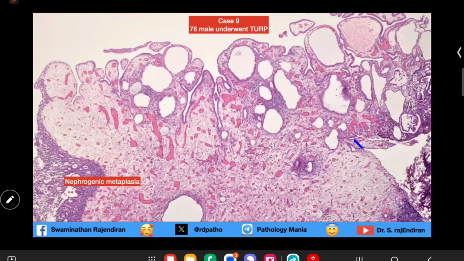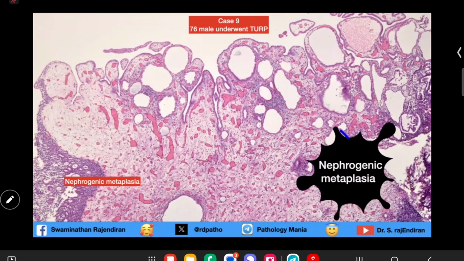Case number 9, it's a 76-year-old male who underwent TURP, but this is more of an incidental finding. You see the urothelial lining epithelium, a lot of cystic spaces, papillary processes, tubules. And when you see these hobnailing and other things, you have to think of nephrogenic metaplasia.